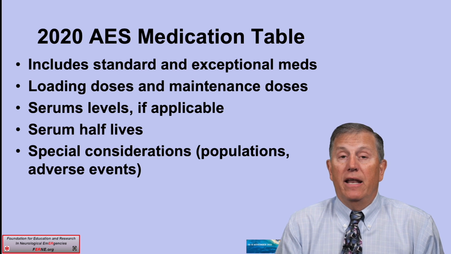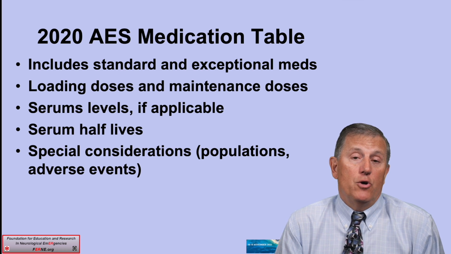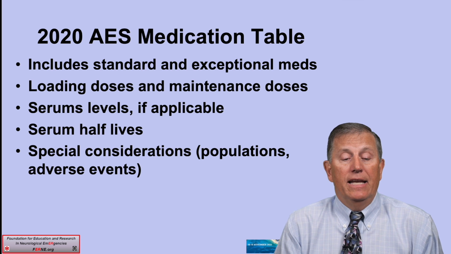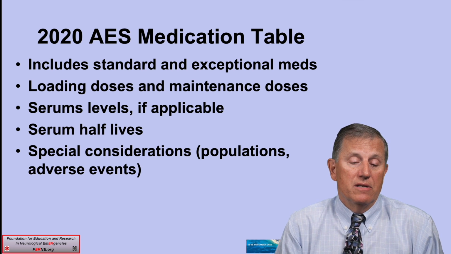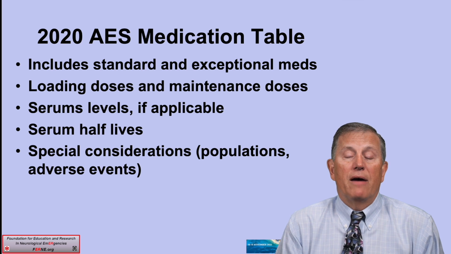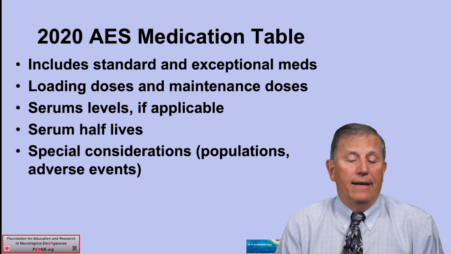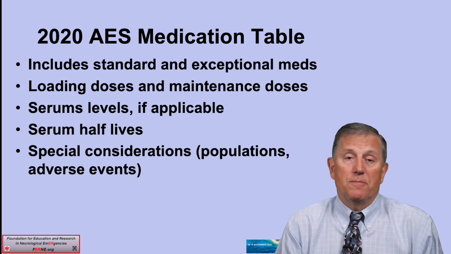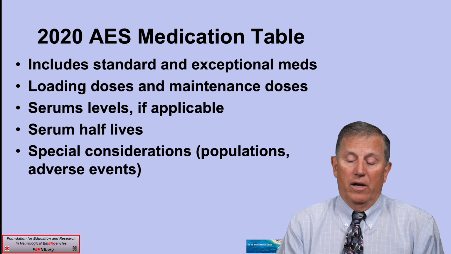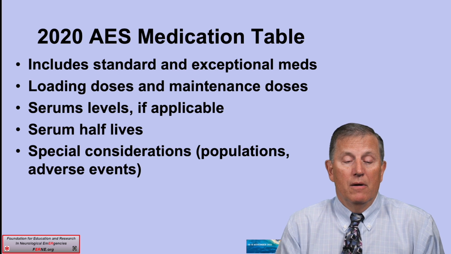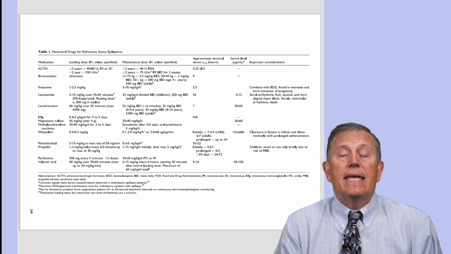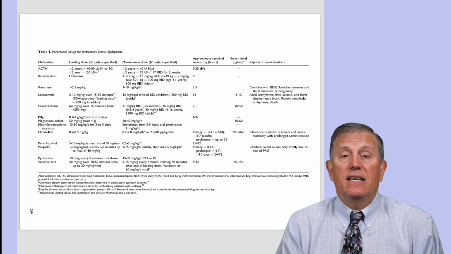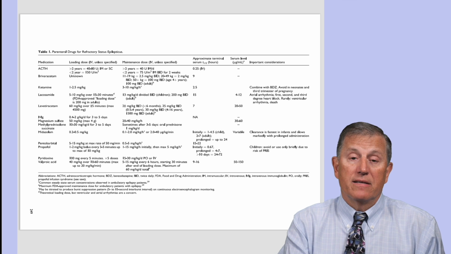It includes standard and exceptional meds, that is, meds that are routinely used and those that might only be used in exceptional circumstances. It includes loading doses and maintenance doses. It includes what are appropriate serum levels, if applicable. It identifies serum half-lives when known, and it addresses special considerations such as unique populations, pediatric versus adult, and what adverse events occur. This is the table from the 2020 AES publication that provides the information that was identified when discussing the previous slide.